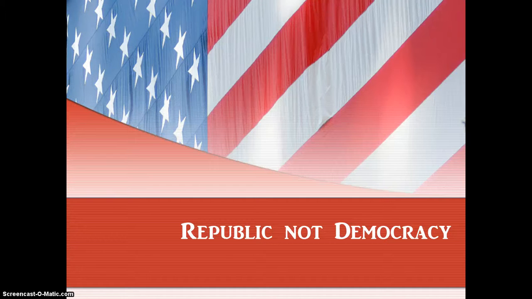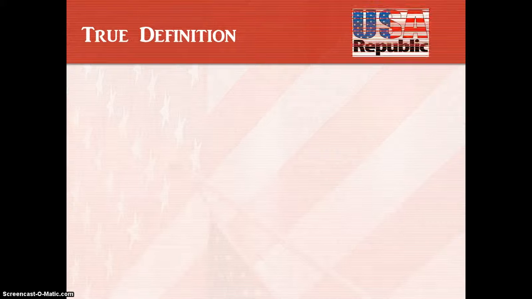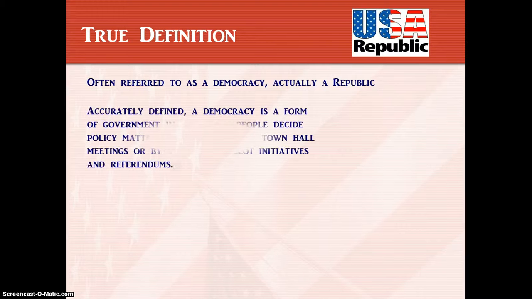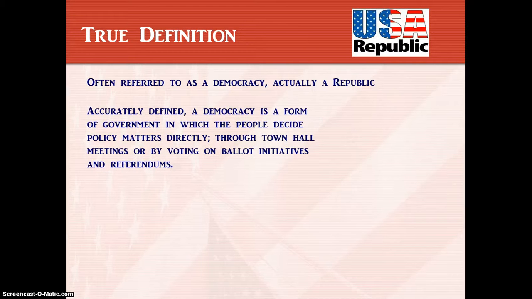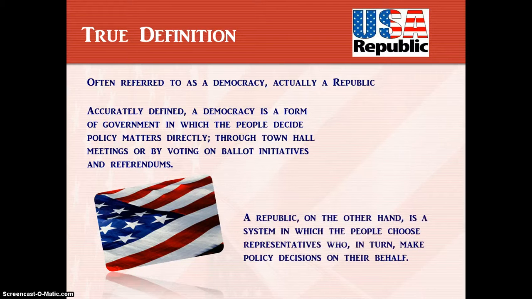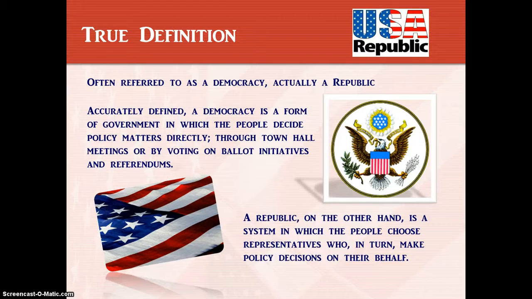Republic, not democracy. True definition. We are often referred to as a democracy. However, the United States is actually a republic. Accurately defined, a democracy is a form of government in which people decide matters directly through town hall meetings, voting on ballot initiatives, and referendums. However, we subscribe to a republic system where we vote for representation, who then in turn represent our voices in the policy decisions.